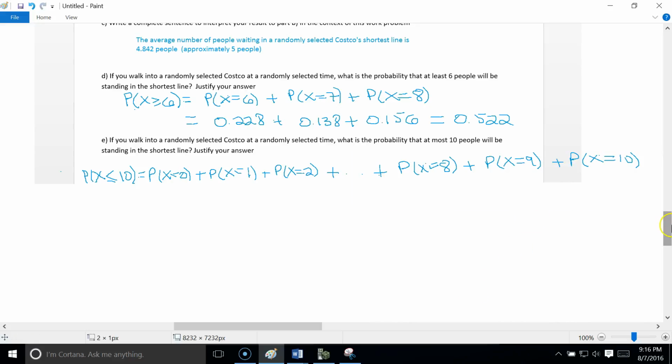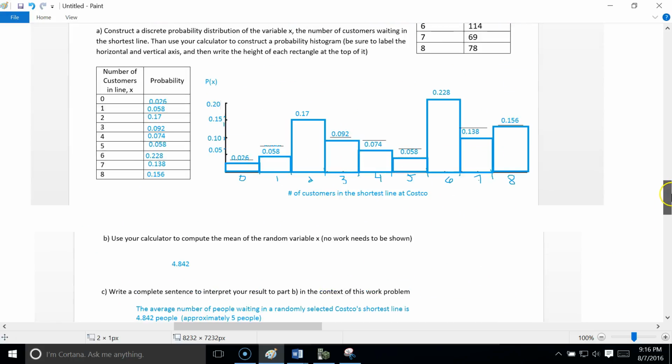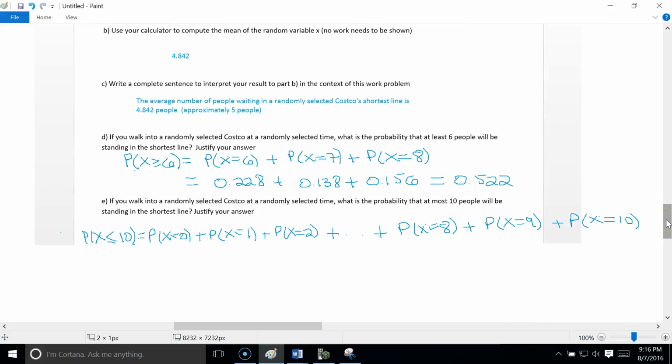Okay, well, since the random variable can never be equal to 9 or 10, how do we describe that something can never happen? We say it's got a probability of 0.